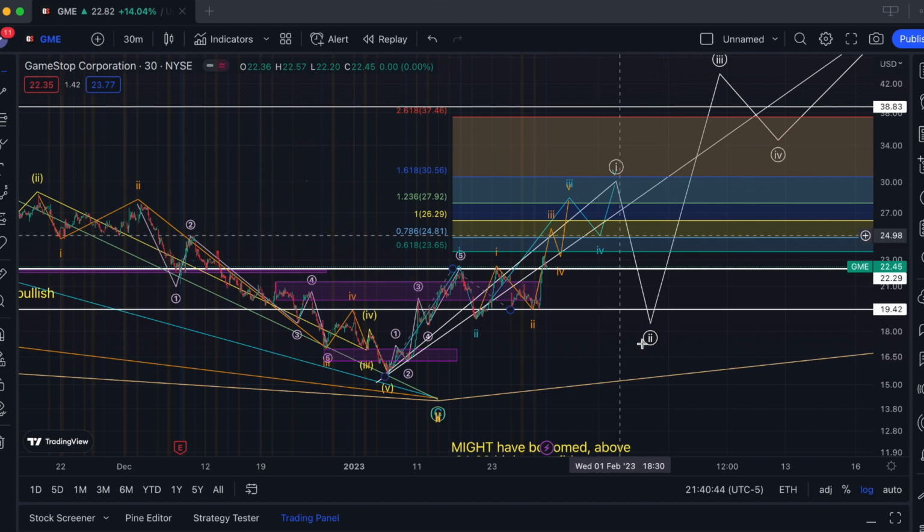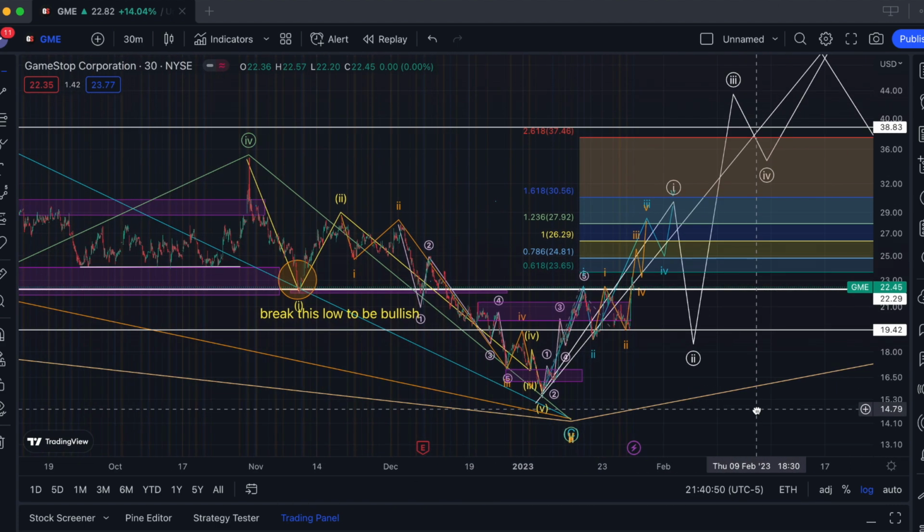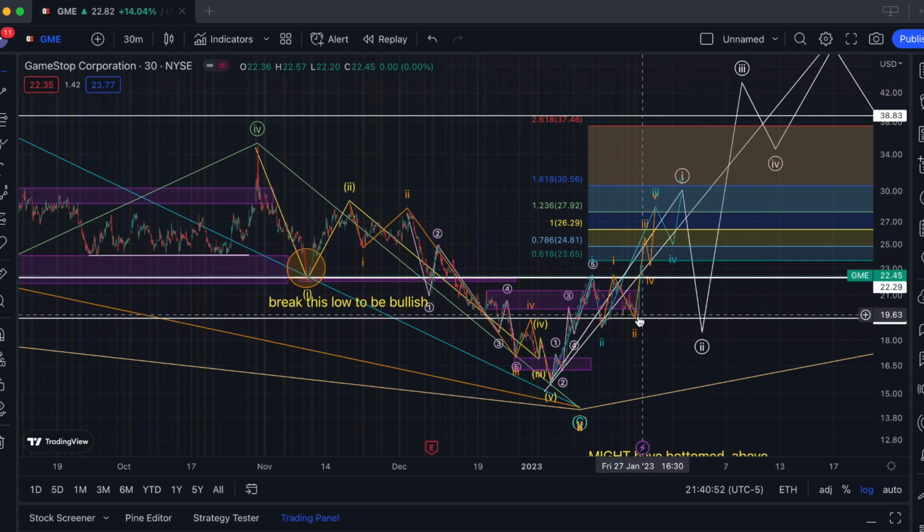Because once this happens, it more or less affirms that a huge impulsive sequence is about to start. But we want to confirm that we're moving up in 5 waves and not 3, followed by a very strong sell-off. Time frame for this, I'd say maybe a week or 2. I don't know, but we do seem to be moving pretty strong.